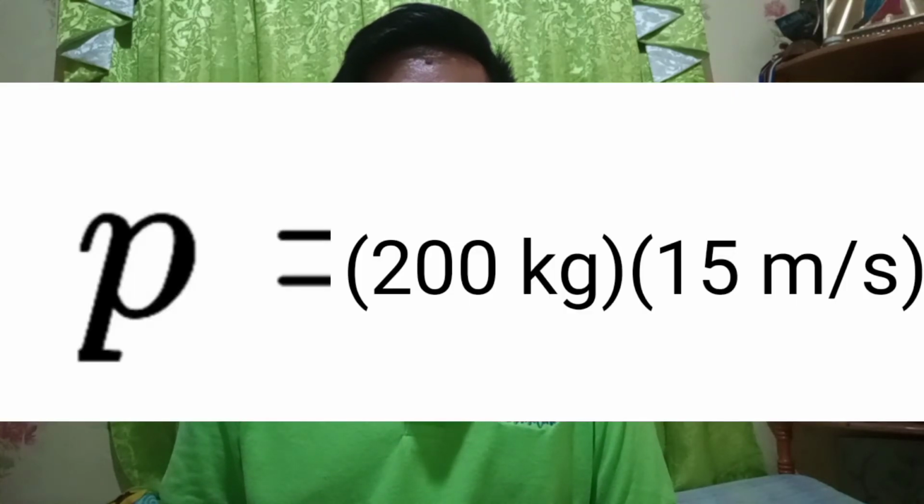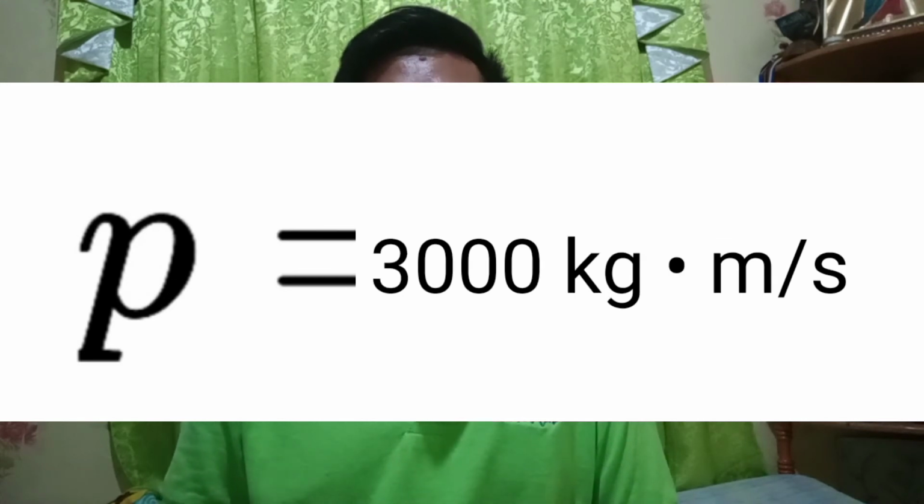Step number 5. We are now going to solve. 200 kilograms times 15 meters per second. The answer will be 3,000 kilogram meters per second. Therefore, the momentum of the object is 3,000 kilograms meters per second.